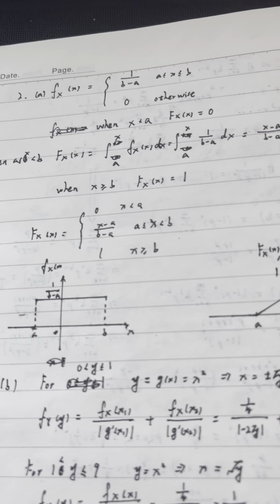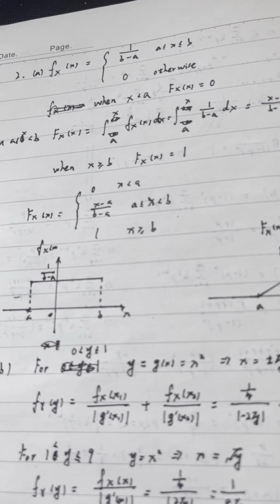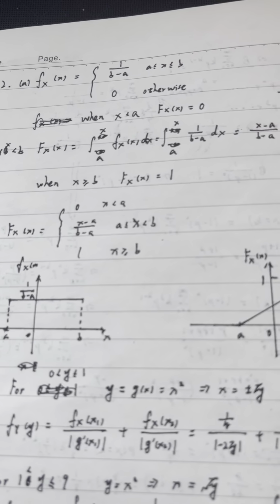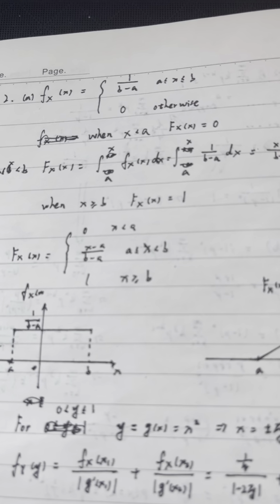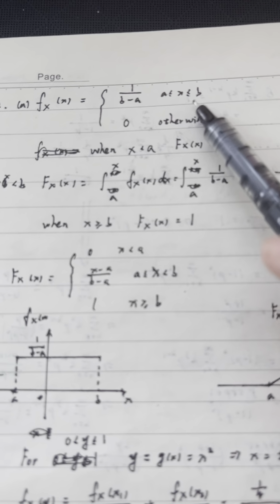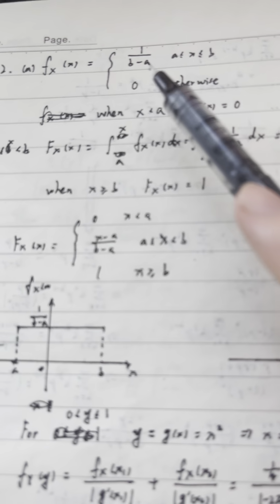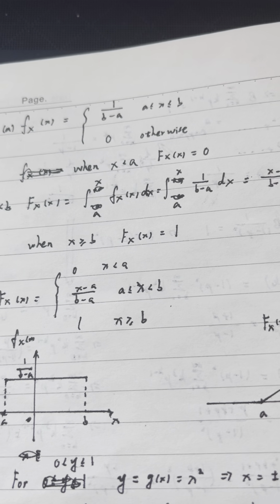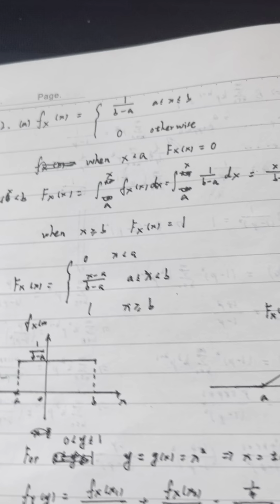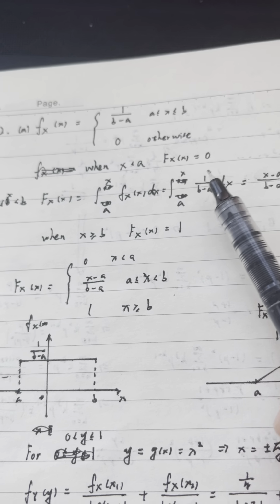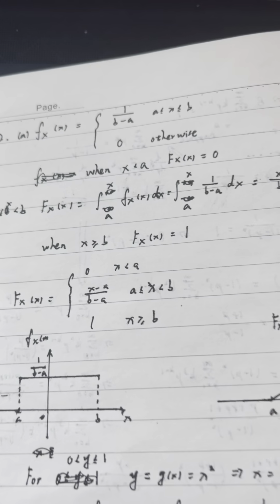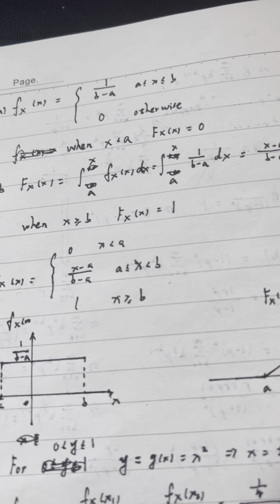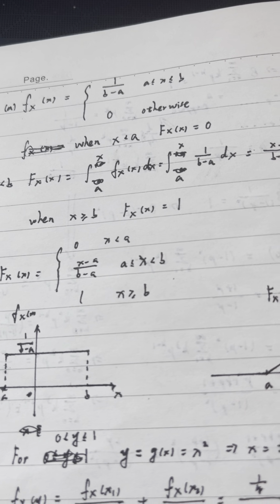It's pretty simple because it tells us that X is a uniform distribution from a to b, so we can directly write the density function as 1 divided by b minus a when x is larger than or equal to a and smaller than or equal to b, and it equals 0 otherwise. Then we will find the distribution function of it.